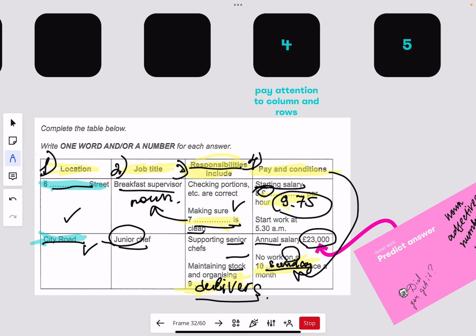You need to make sure everything is one word or one number.